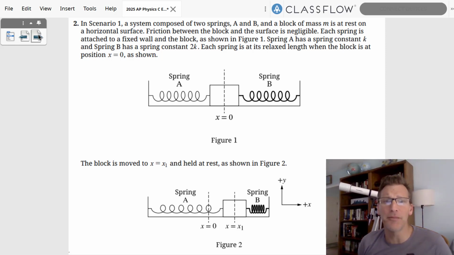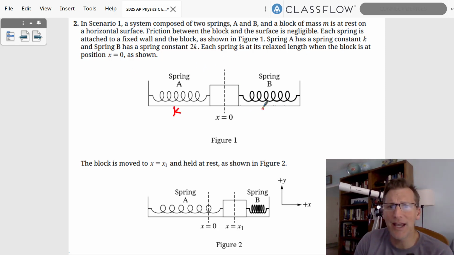This was a spring problem, a little bit of an oscillations problem, a little bit of an energy problem. You can see it says in scenario 1, a system is composed of two springs. We've got spring A, spring B. A block of mass M is at rest at its equilibrium right there at x equal to 0. You can see each spring is attached. Spring A has a spring constant of K. Spring B has a spring constant of 2K. That's something to keep in mind. It's at its relaxed length.